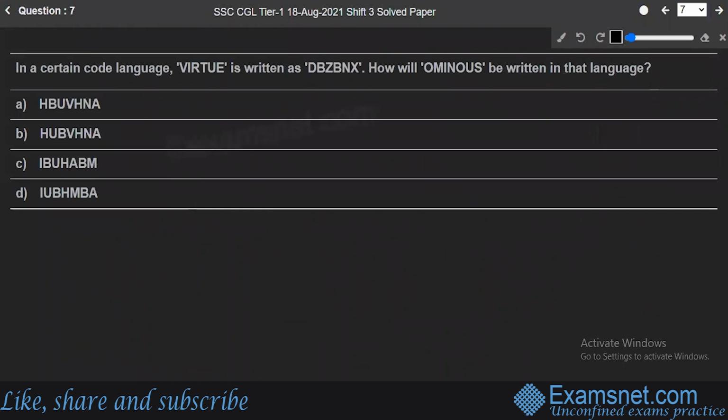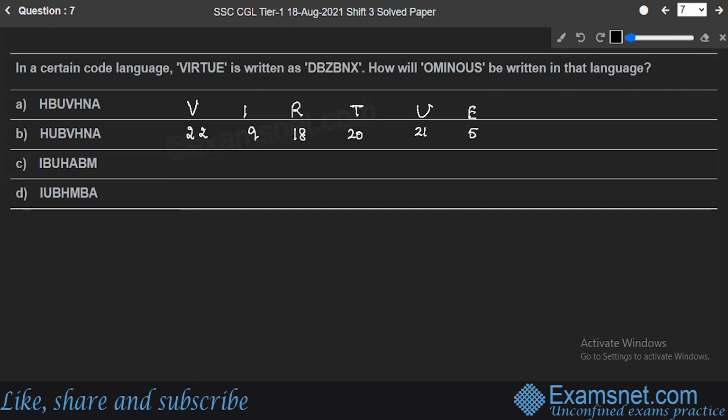Question number 7, in a certain code language, virtue is written as this, and ominous is written in that language in what manner? So let's write down. First of all, the given word is virtue, V-I-R-T-U-E. This is the given word. Let's write down the place value of all these alphabets. V is at position 22. I is at 9. R is at 18. T is at 20. U is at 21, and E is at 5.